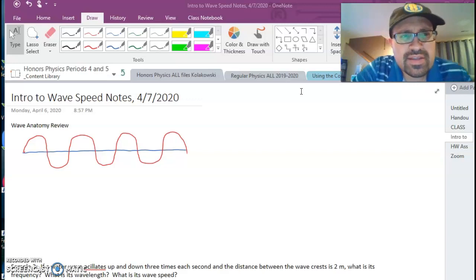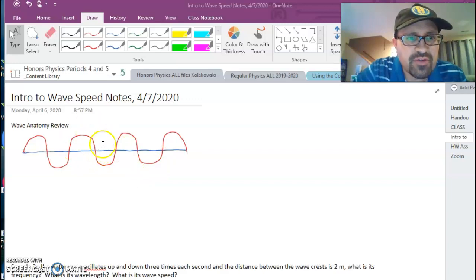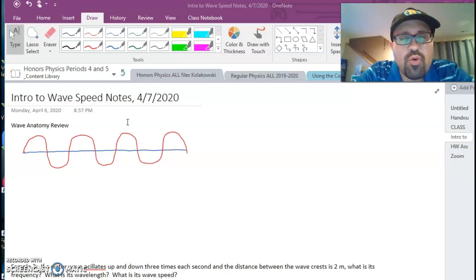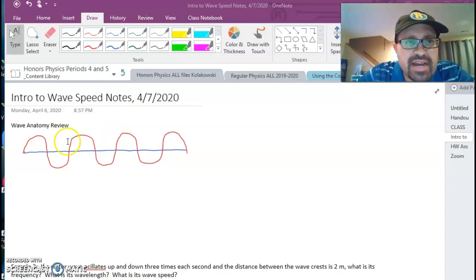Taking a look, this is a pretty crummy picture, but I have a picture of a wave. Now you have to imagine that this is moving. Think of a water wave or something like that. So use your imagination. Imagine that this is propagating to the right.